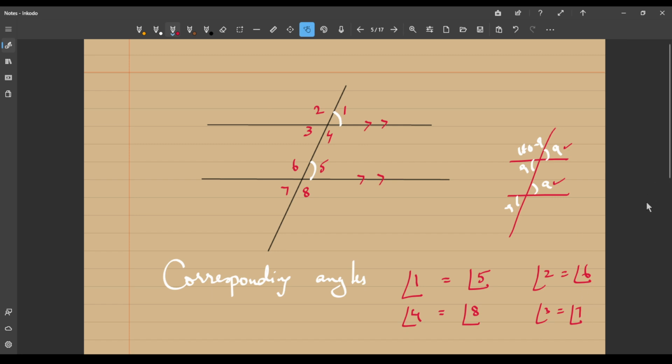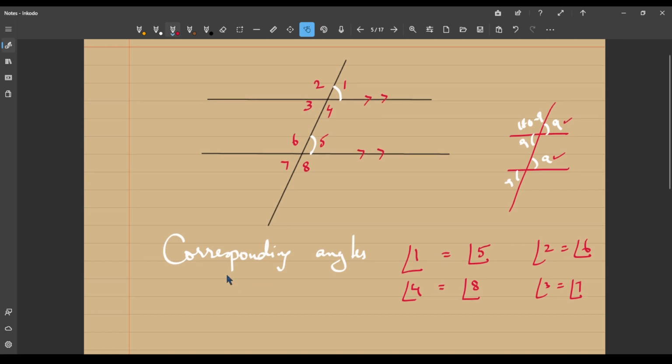Now the other commonly used term is alternate interior angles. As the name suggests, they are alternate to one another and they are inside the two parallel lines. Interior, they are within the two parallel lines. So what can be the alternate interior angles? Angle 3 and angle 5 are alternate to one another and they are inside the two parallel lines. So these are called alternate interior angles and they would be equal. We have seen here that they are equal, right?